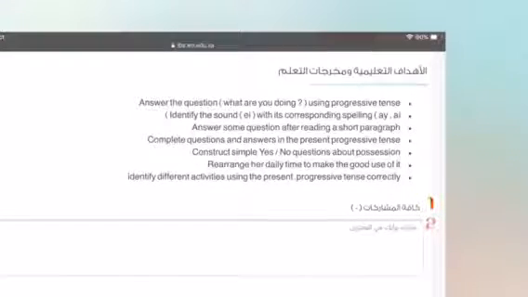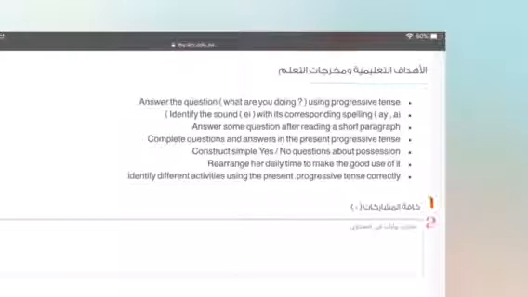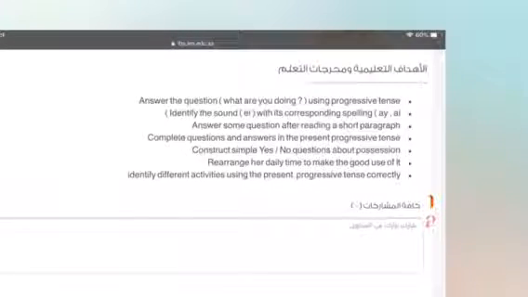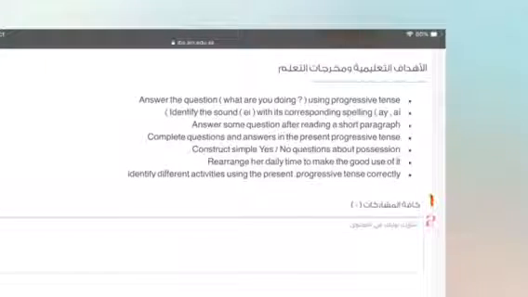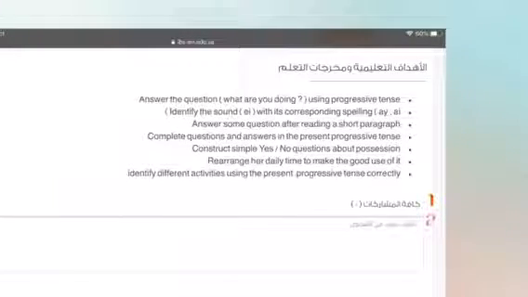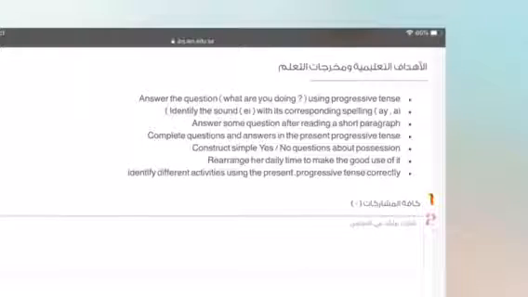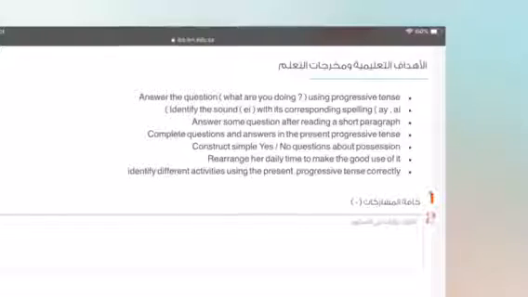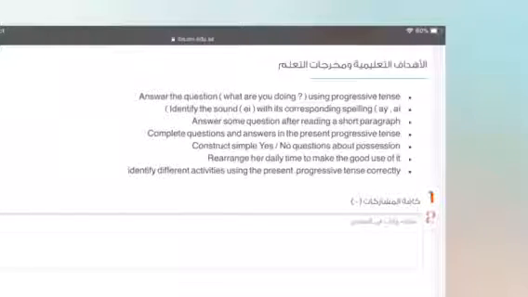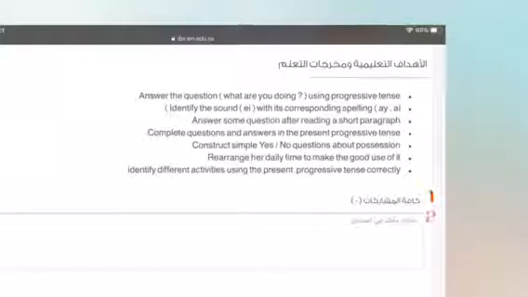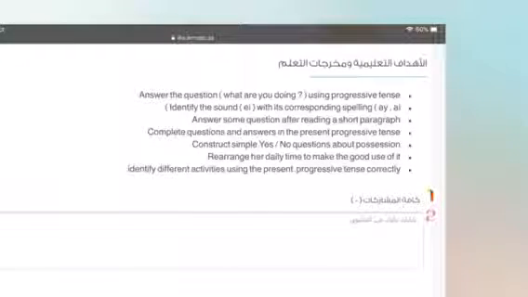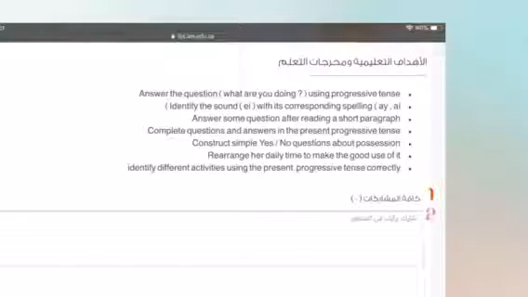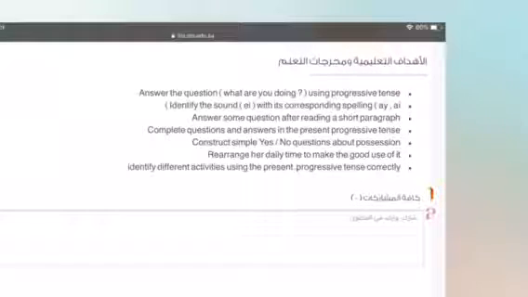Number 5, construct simple yes or no questions about possessions. Is this your book? Yes, it is. Is this your bag? No, it isn't, and so on. Number 6, rearrange her daily time to make good use of it. What does that mean? The student should be able to organize her day in a proper manner. The last one is to identify the different activities used in the present progressive tense correctly.